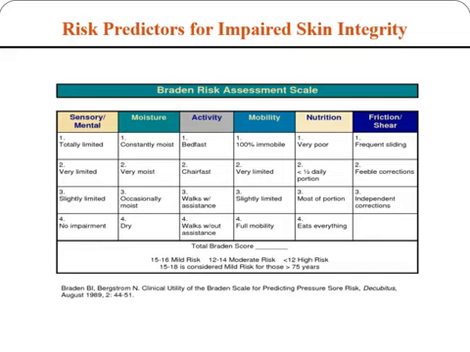There are 6 categories, including sensory perception, so how alert they are, moisture, how wet the patient is, activity, mobility, friction, and shear. So it's a clinical judgment tool in which the risk is assessed and should lead the nurse to taking appropriate action to decrease the risk of skin breakdown. So the lower the score, the higher the risk of skin breakdown. In other words, a low score is a poor score when it comes to this scale.